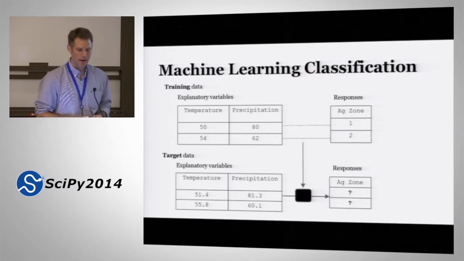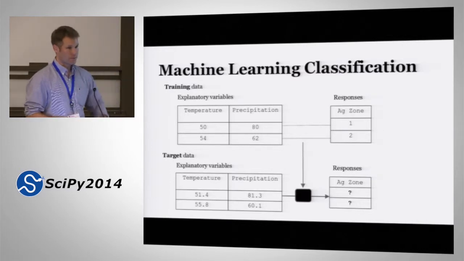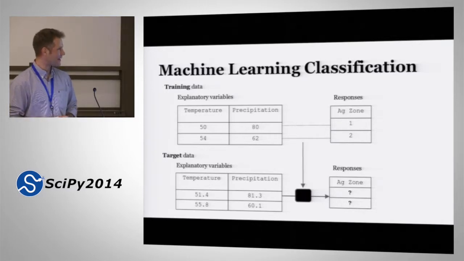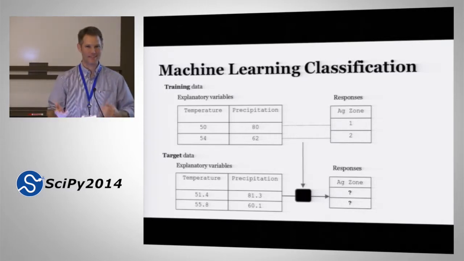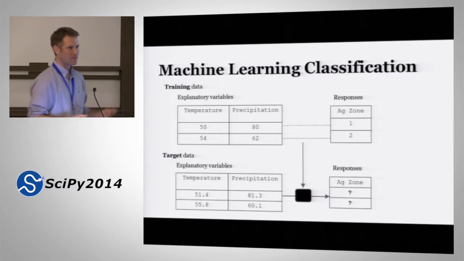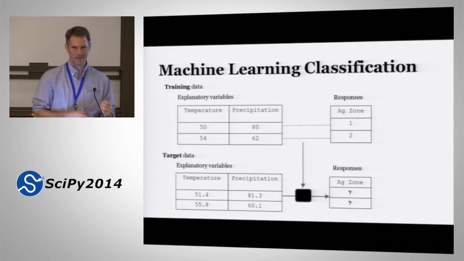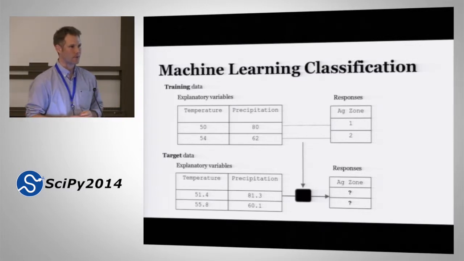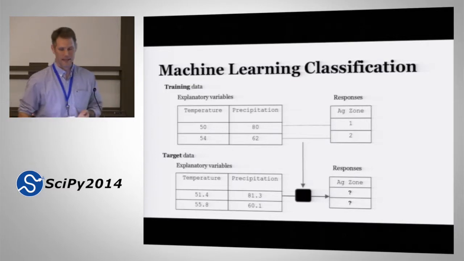Black box just works. So then you can feed that black box target data, and it will go through the magic black box and produce responses. The reason I use black box is we haven't really settled on the exact method that we're going to use, but that's one of the reasons we chose scikit-learn.